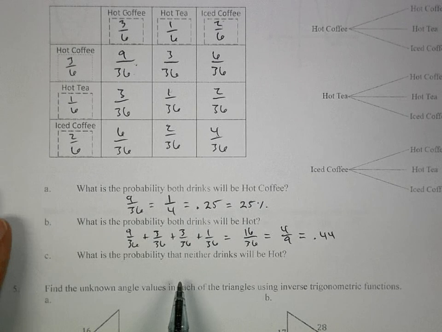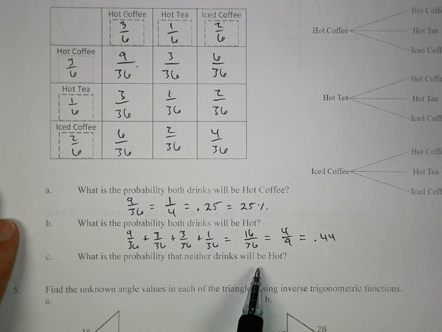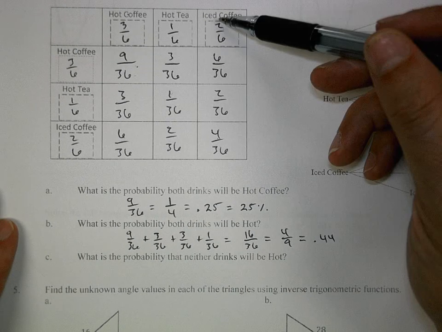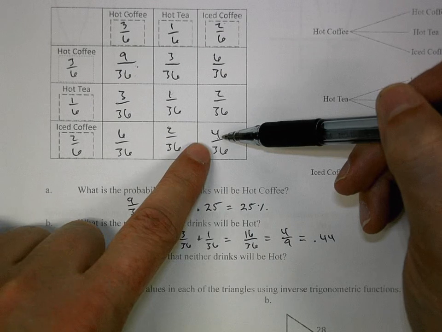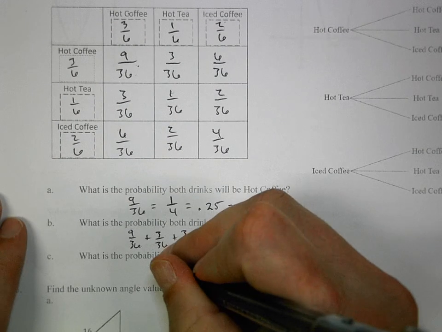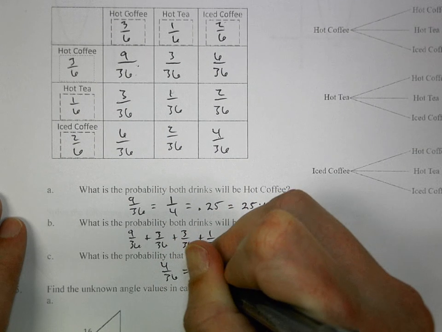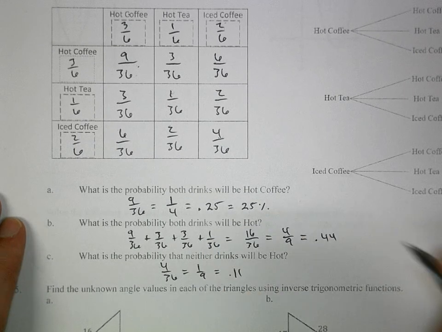And the probability that neither drink will be hot means both of them would be iced. So iced coffee here means 4 out of 36, or 1/9, or 0.11.